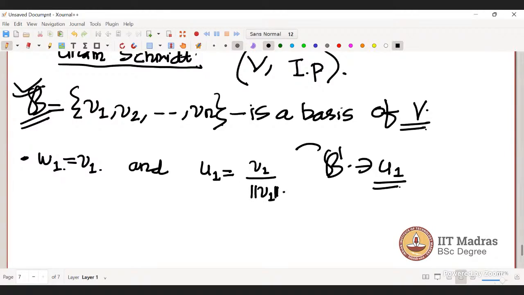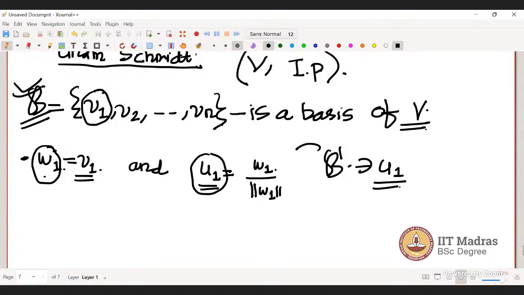So this is my first vector, or better to write W1, by norm of W1, because I'm simply taking the first vector and denoting this V1 as W1. Then I'm dividing that vector W1 by its norm, so I get a new vector U1. So U1 is the first element of my orthonormal basis.